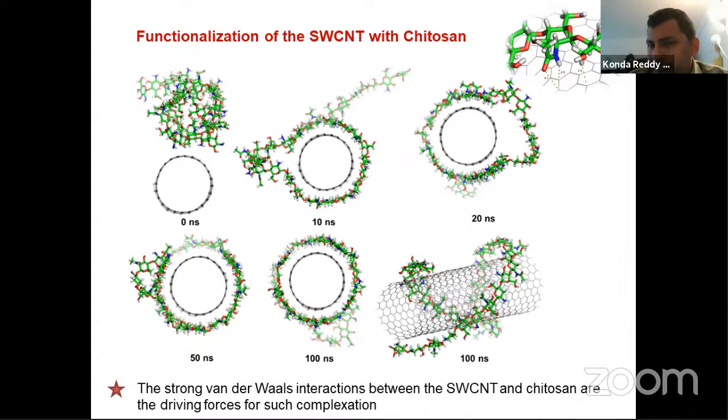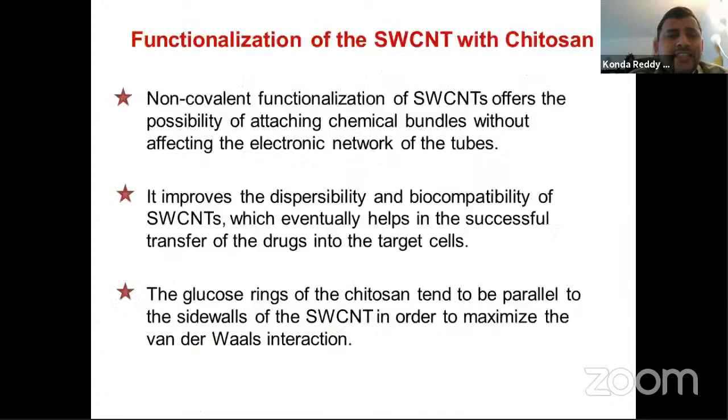Initially, I just wanted to show the differences, which is why I did the pristine case first, and then we functionalized with chitosan. This non-covalent functionalization is very important because it won't affect the electronic network of the tubes, and it won't damage the carbon nanotubes. That's one reason we used non-covalent functionalization; I've seen other people do covalent functionalization too, by modifying with acidic and amine groups. So why do we want to do functionalization?